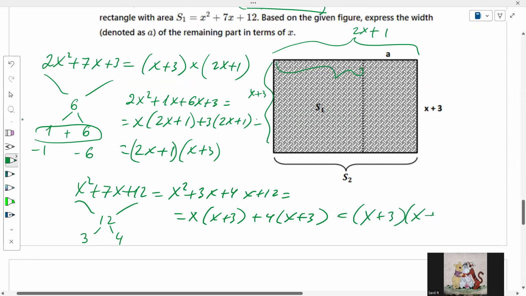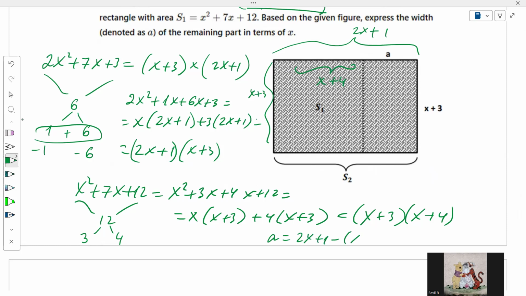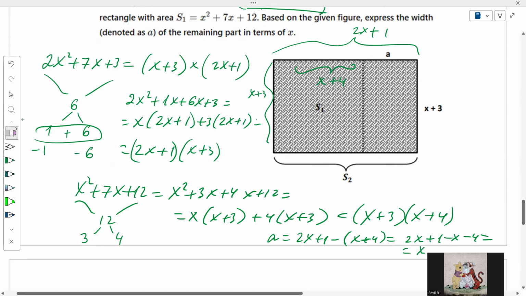X plus 4 is our next length, okay? X plus 4. Now you can guess what will be A. A will be just the difference of 2x plus 1 and x plus 4. Don't forget to put brackets, because before the expression you have minus: 2x plus 1 minus x minus 4 will be x minus 3.